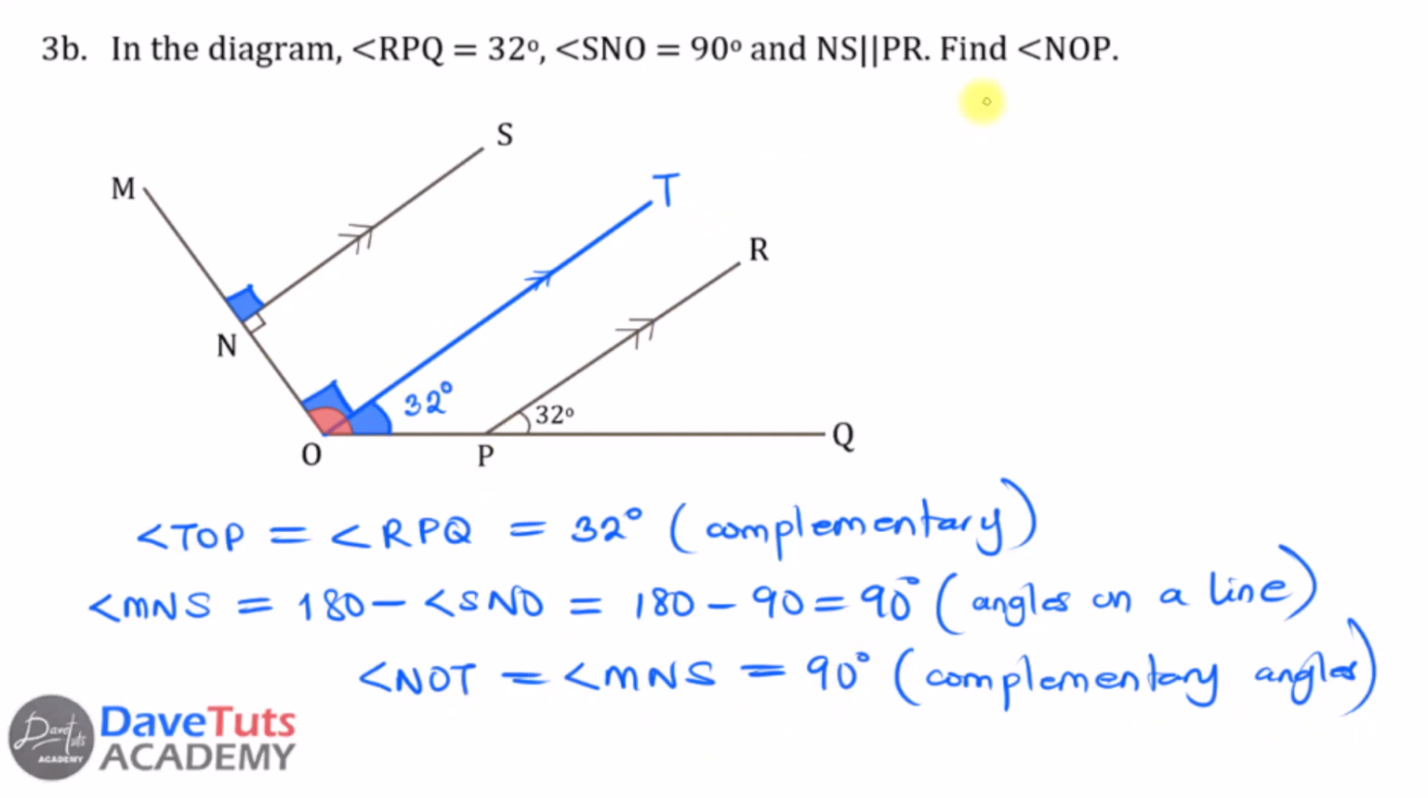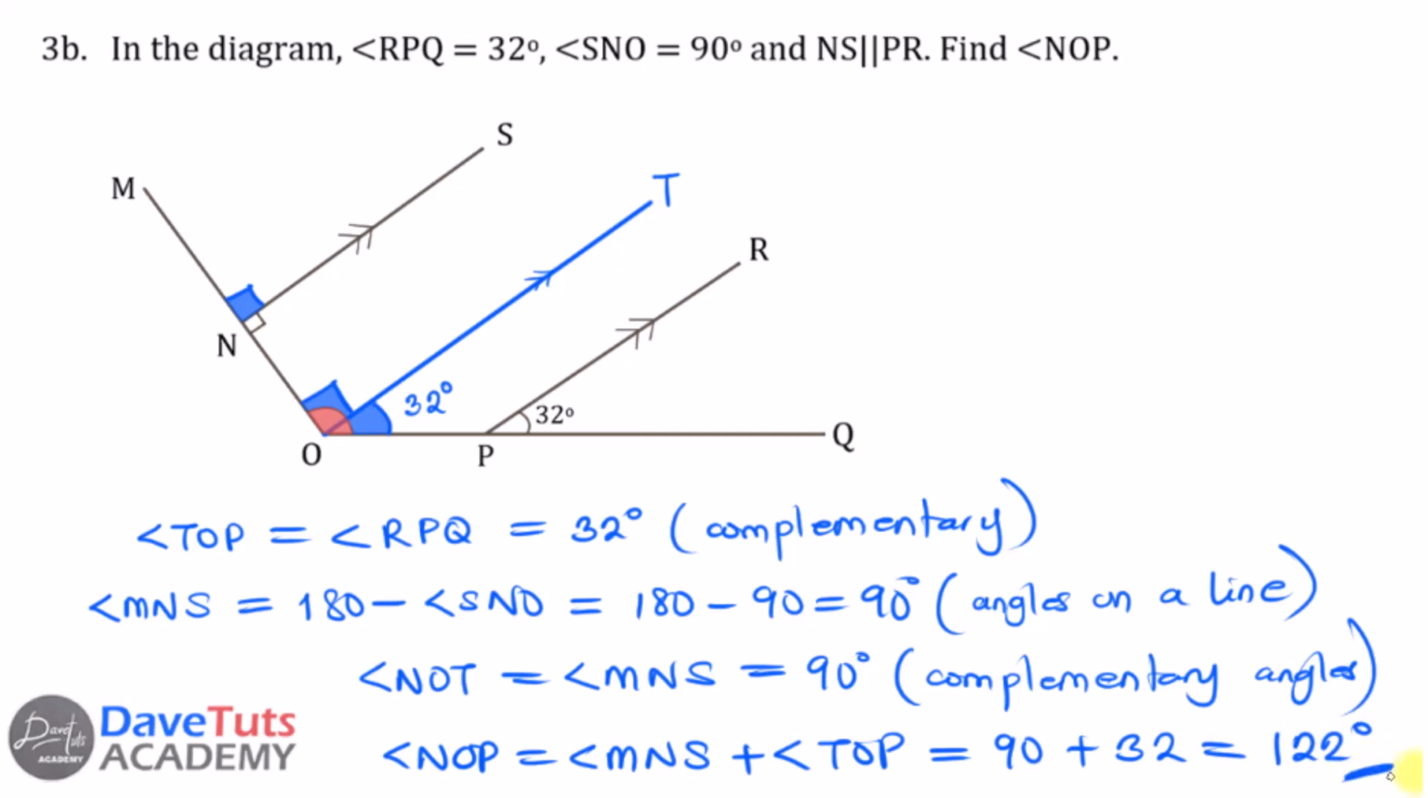Because I'm seeing that the angle NOP that I'm looking for comprises this NOT, which is 90, and this TOP, which is 32 degrees. So I can just say the angle I'm looking for, angle NOP, is equal to angle NOT, which I got to be 90, plus angle TOP, which I got to be 32. So that will be 90 plus 32, and 90 plus 32 is nothing but 122 degrees.